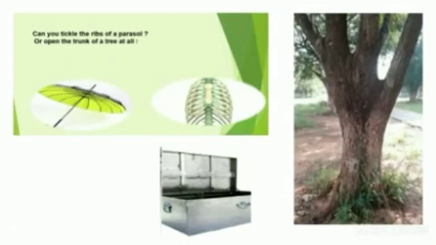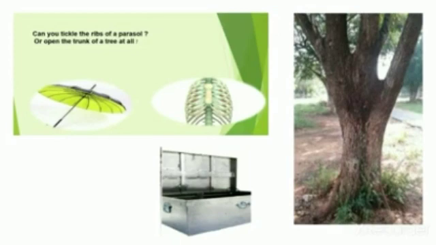The next line you can see over here is, as I told you, the parasol means the umbrella. The ribcage is shown in the picture here. On the other side we have a tree trunk, and the other one, the trunk, the huge storage box which is made of metal. Can you tickle? Now what is the meaning of tickling? When you tickle the ribs, tickling you can say in Hindi, gudgudi karna.